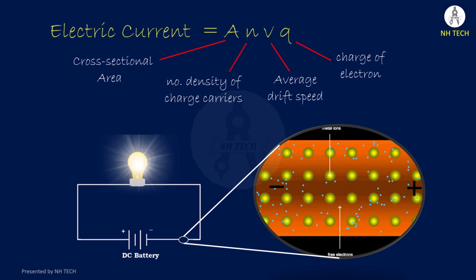Consider another relationship of electric current. Electric current equals A n v q, where A is the cross-sectional area, n is the number density of charge carriers, v is the average drift speed of free electrons, and q is the charge on an electron. This relationship is very important and extensively used in numericals.